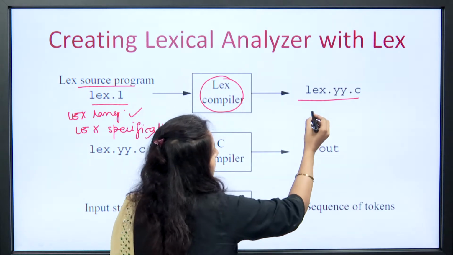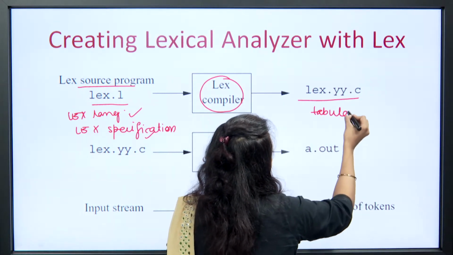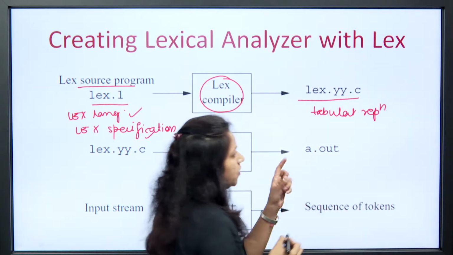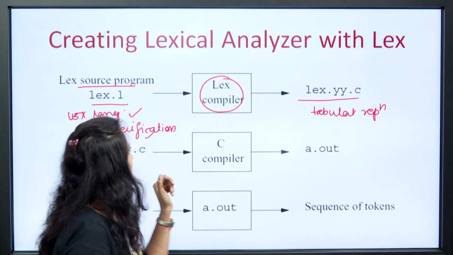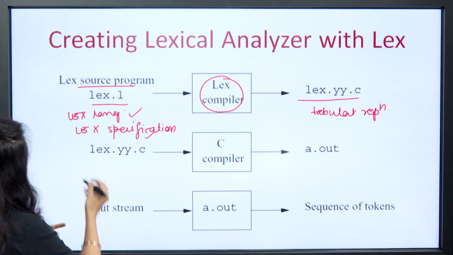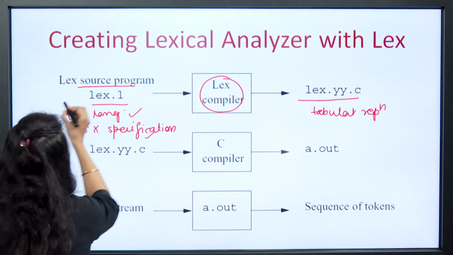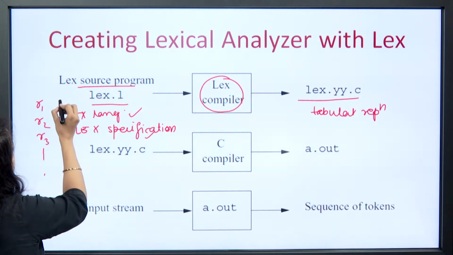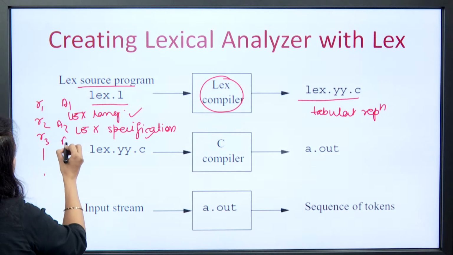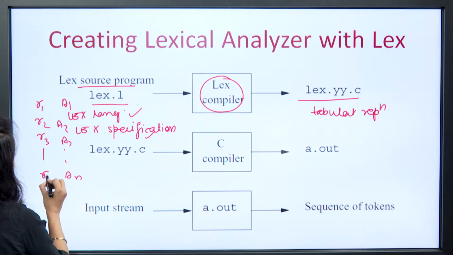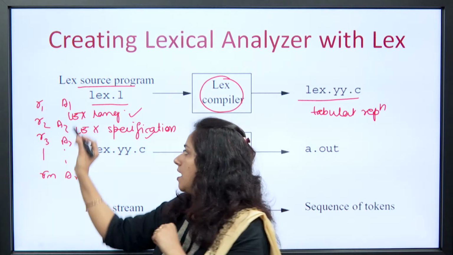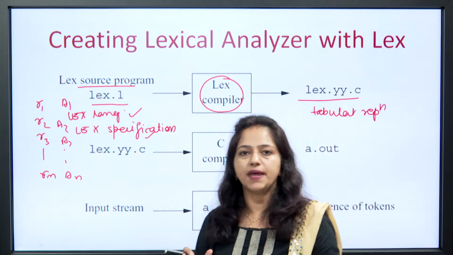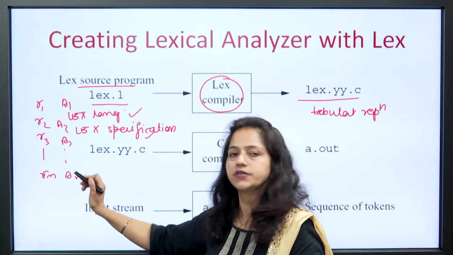This file contains the tabular representation for the regular expressions that we have written here. In the Lex specification, broadly we have regular expressions 1, 2, 3 and so on, and their associated actions like A1, A2, A3 and so on. So, it will have regular expressions and actions. There will be more detail, but the main things are regular expressions and associated actions.